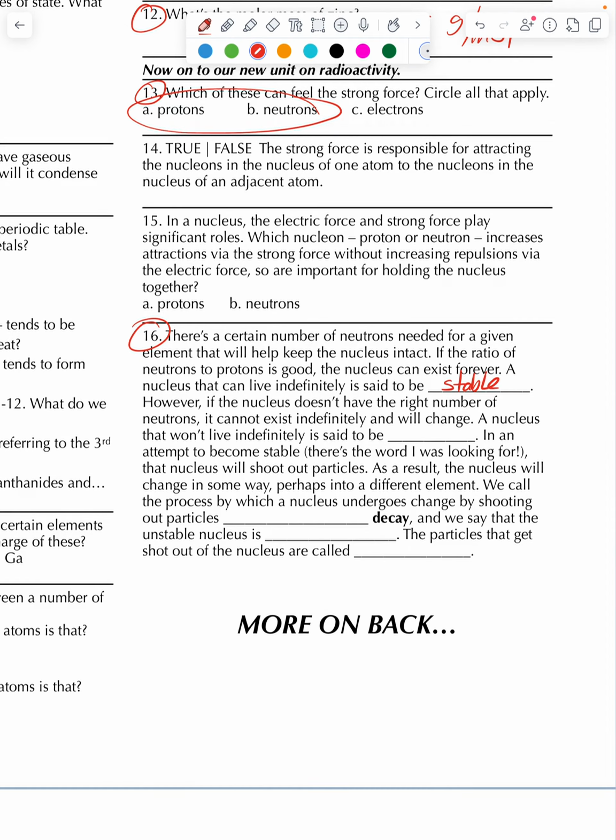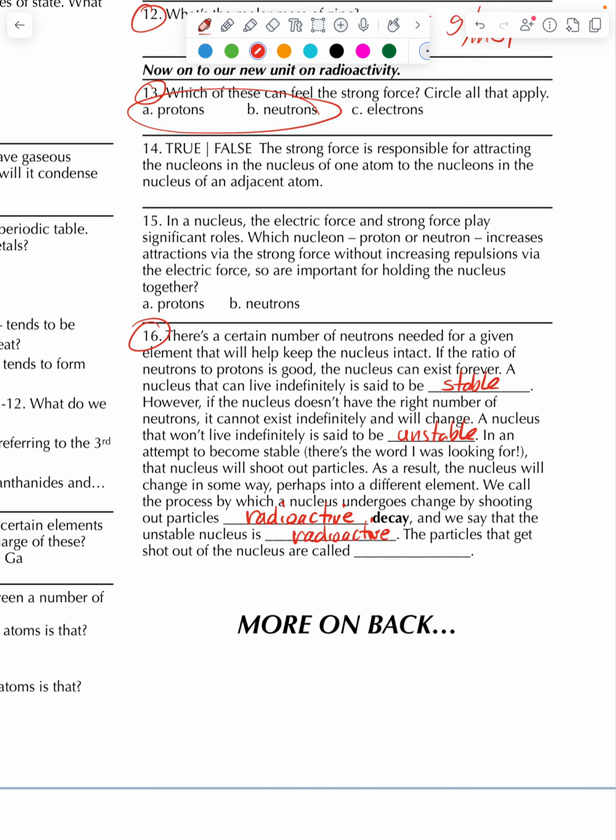And we say that the unstable nucleus is radioactive. But the difference between these two terms is the particle that it's shooting out when it undergoes radioactive decay. That's called the radiation. So the radiation is the particle it shoots out. Okay. Yes, I will ask one question about this.